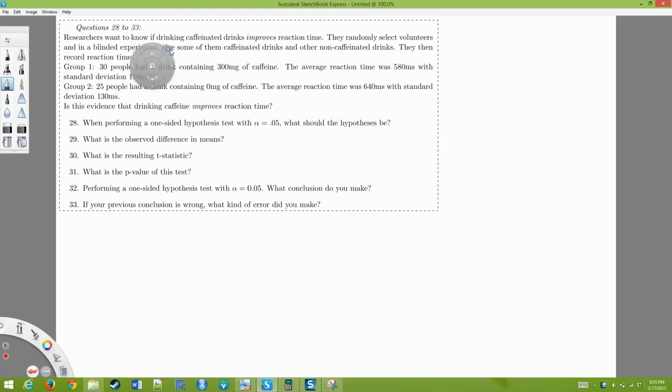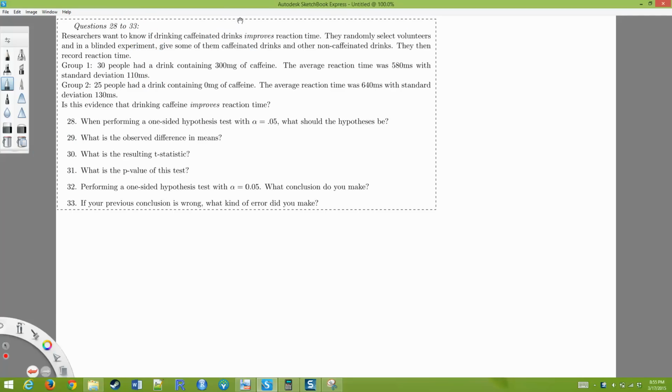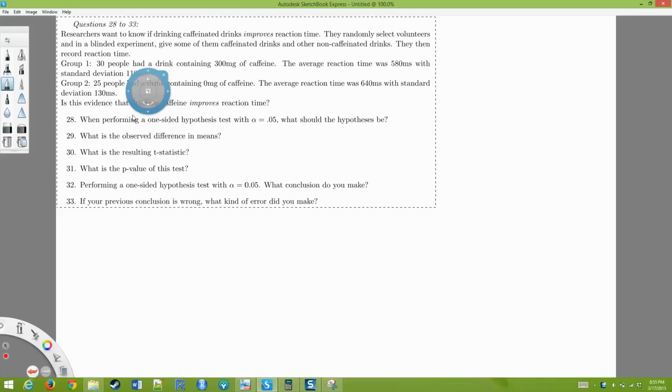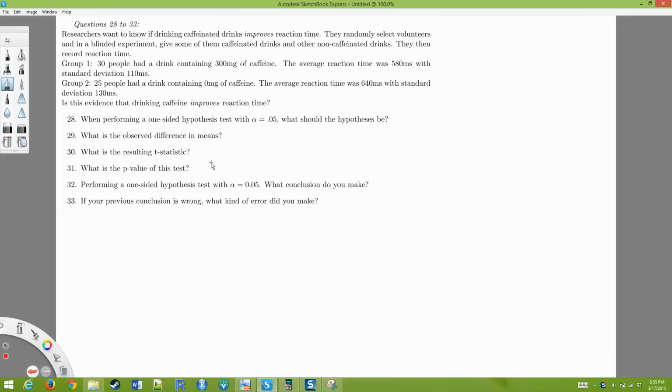Researchers want to know if drinking caffeinated drinks improves reaction time. They randomly select volunteers in a blinded experiment, give some of them caffeinated drinks, and others non-caffeinated drinks. Then they record reaction time. Group 1, 30 people drank 300 milligrams of caffeine. Their reaction time was this, with a standard deviation of 110. 25 people had 0 milligrams of caffeine. Their reaction time was 640 milliseconds with a standard deviation of 130. Is this evidence that drinking caffeine improves reaction time?